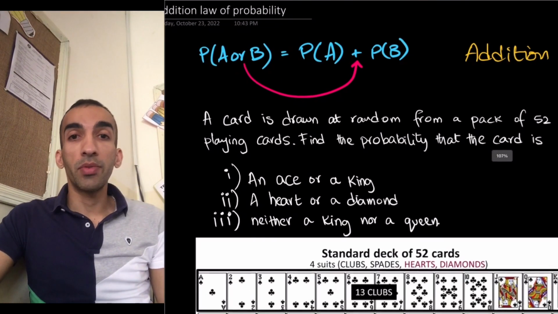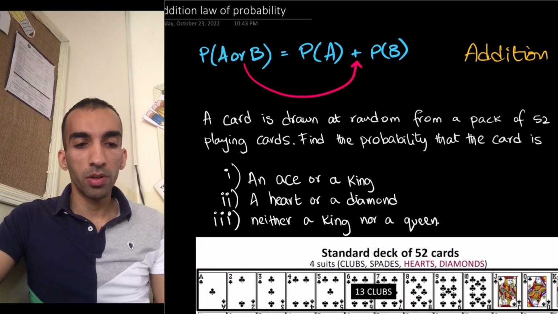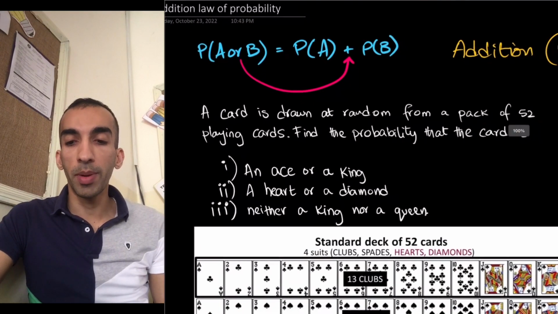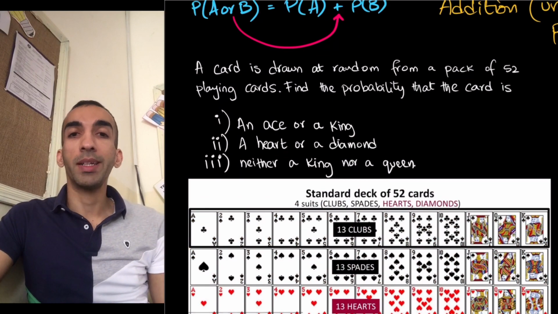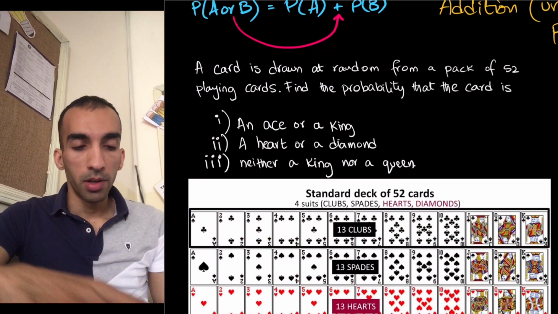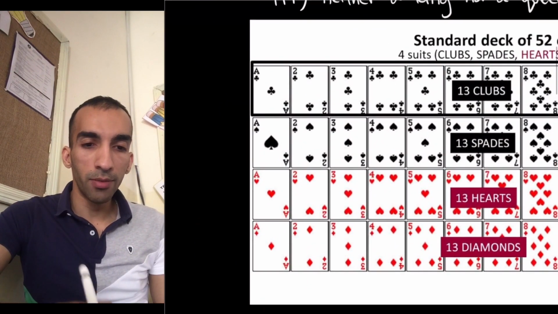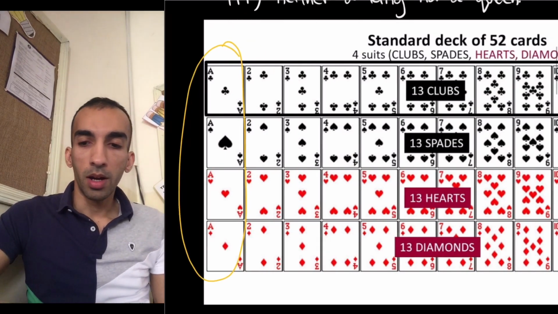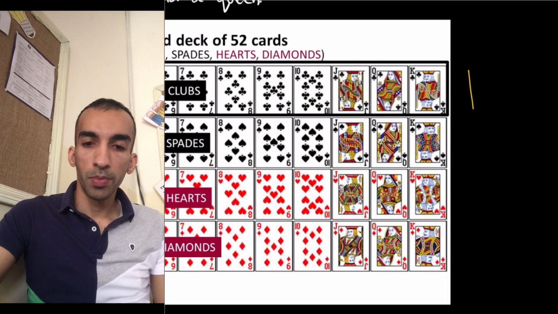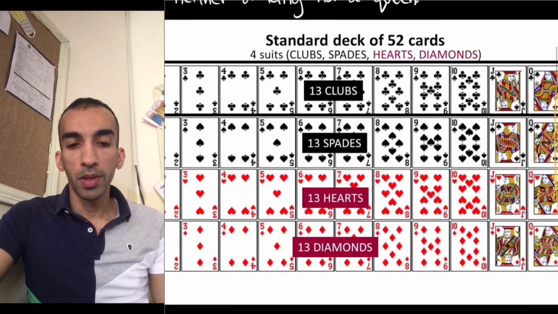Let's try to understand it with the help of an example. A card is drawn at random from a pack of 52 cards, these cards that are shown over here. Find the probability that the card is an ace or a king. How many aces do we have over here? We have 1, 2, 3, 4. How many kings do we have over here? We have 1, 2, 3, 4.